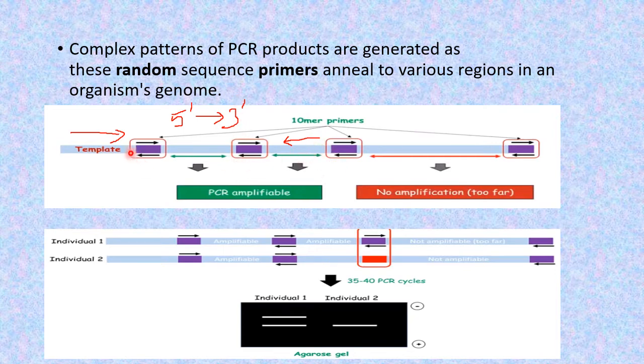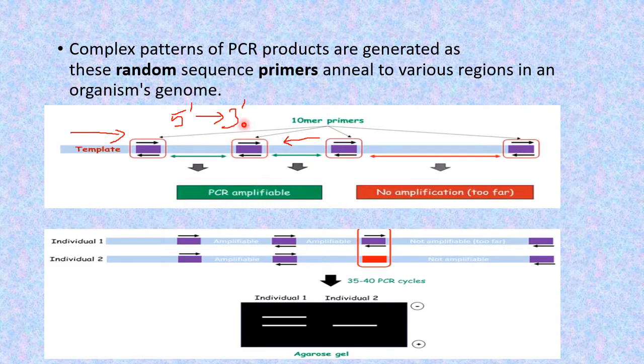So because of this randomness of the primers used, we obtain a complex pattern of PCR products. Secondly, it is not that all the fragments will be amplified by this technique. During this technique, they will amplify only if these primers are close together. If they are far apart, no amplification may take place, because we are using the entire genome and we are using a single type of primer for its PCR.